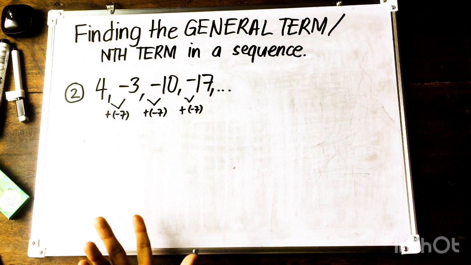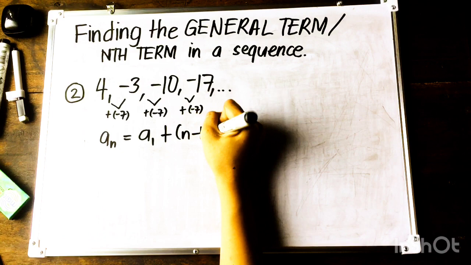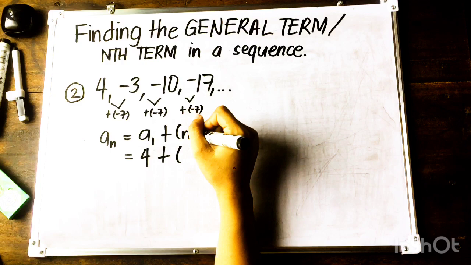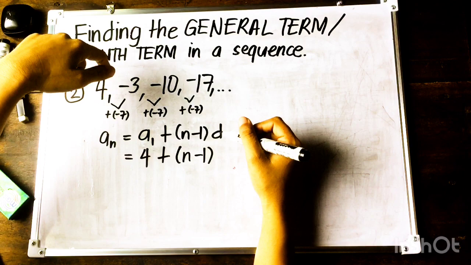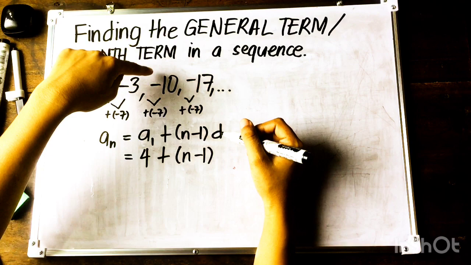Okay, so that means since we are consistently adding same number, we can use the general formula a sub n equals a sub 1 plus n minus 1 times d. Okay, so in this case, our first term is 4 plus our n, since it's an infinite sequence, diba? So n pa din, minus 1. D, sabi natin this is present minus past. So, ganito yun. Negative 3 minus 4 is negative 7. Negative 10 minus negative 3 is negative 7. Negative 17 minus negative 10 is still negative 7.